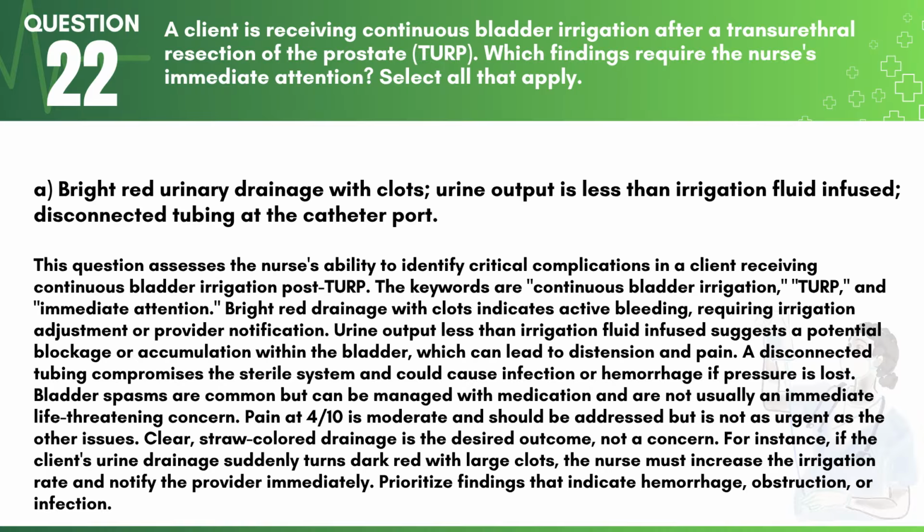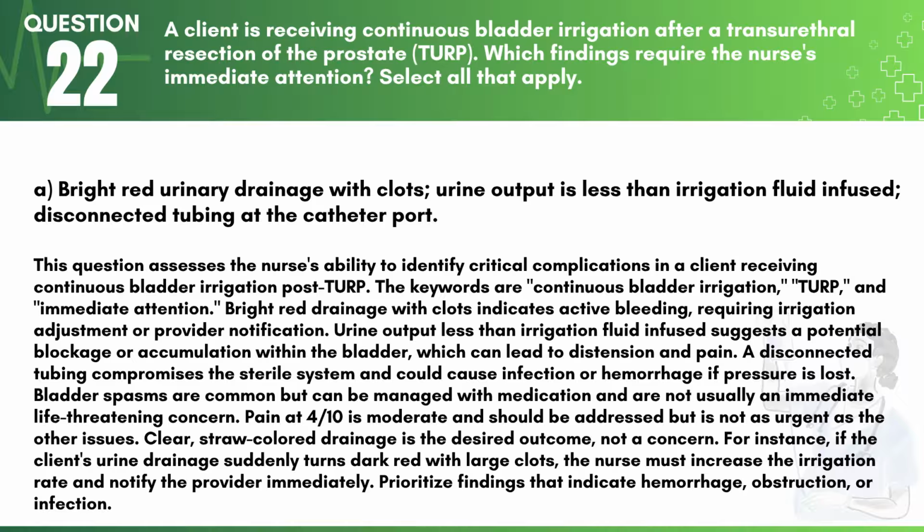Urine output less than irrigation fluid infused suggests a potential blockage or accumulation within the bladder, which can lead to distension and pain. A disconnected tubing compromises the sterile system and could cause infection or hemorrhage if pressure is lost. Bladder spasms are common but can be managed with medication and are not usually an immediate life-threatening concern. Pain at 4/10 is moderate and should be addressed but is not as urgent as the other issues. Clear, straw-colored drainage is the desired outcome, not a concern.